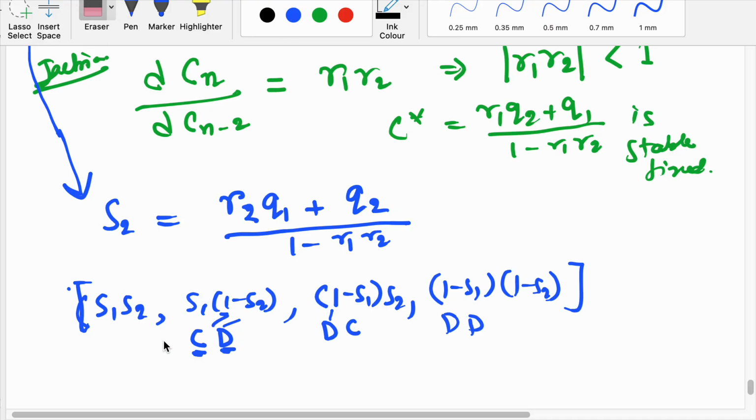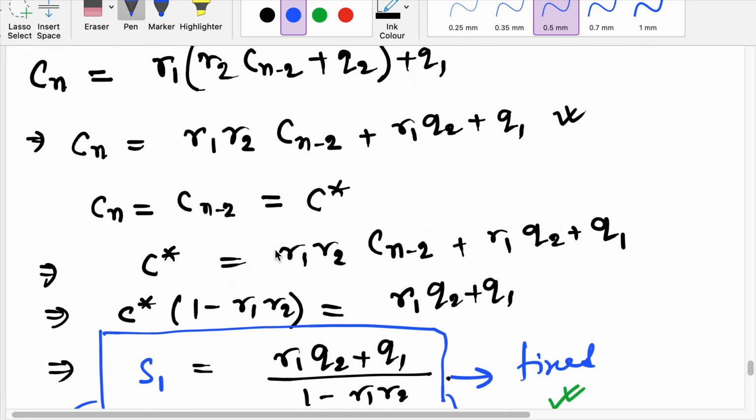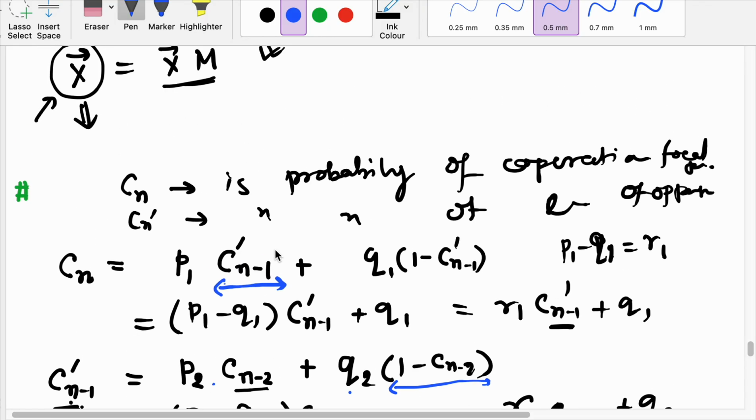So I have a query here: do we have a generalized form of the S1 and S2? Like, if instead of only two strategies, I have been given T number of strategies, then do we have some kind of generalization available for S1 and S2? You could generalize, but I never came across it. You are saying that in place of two players, a multiplayer repeated game, and so generalize.